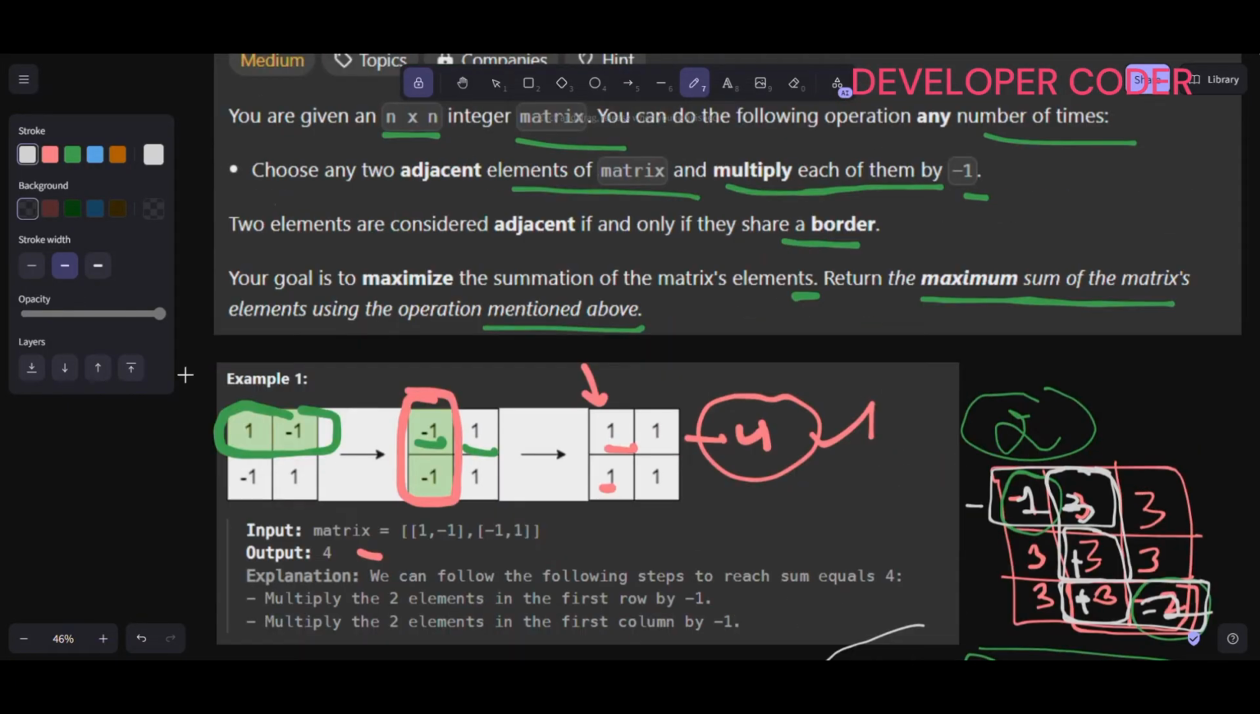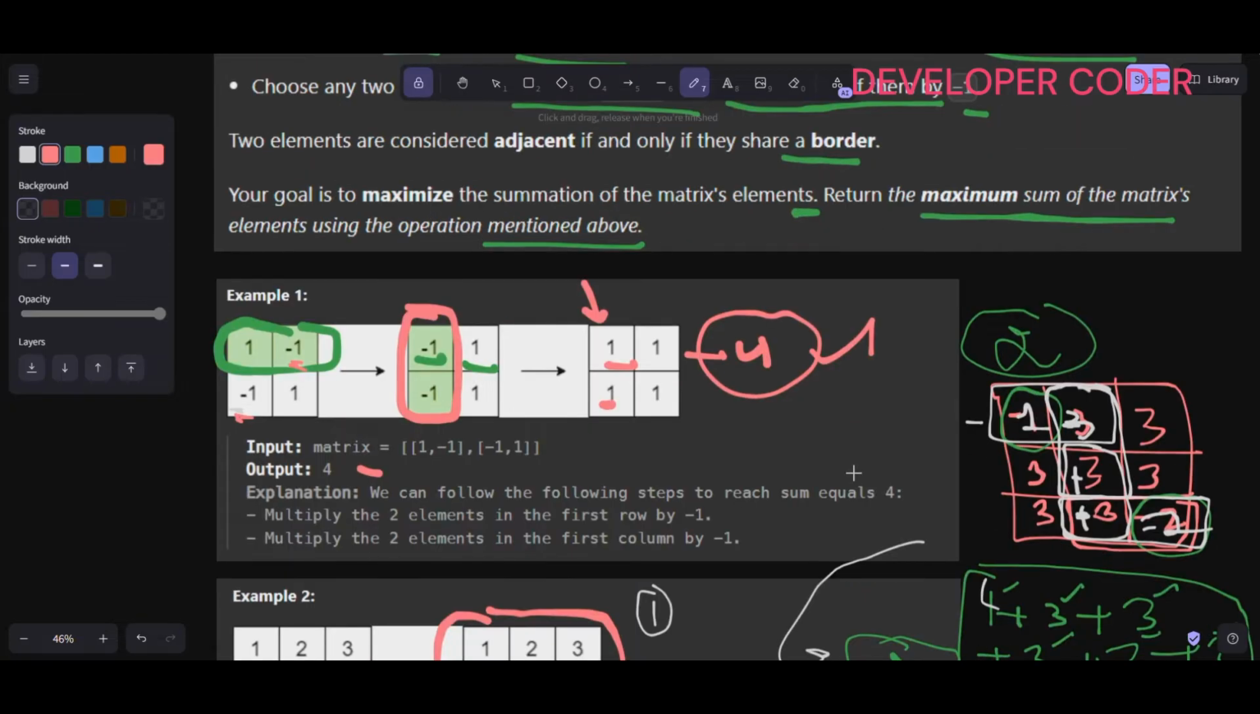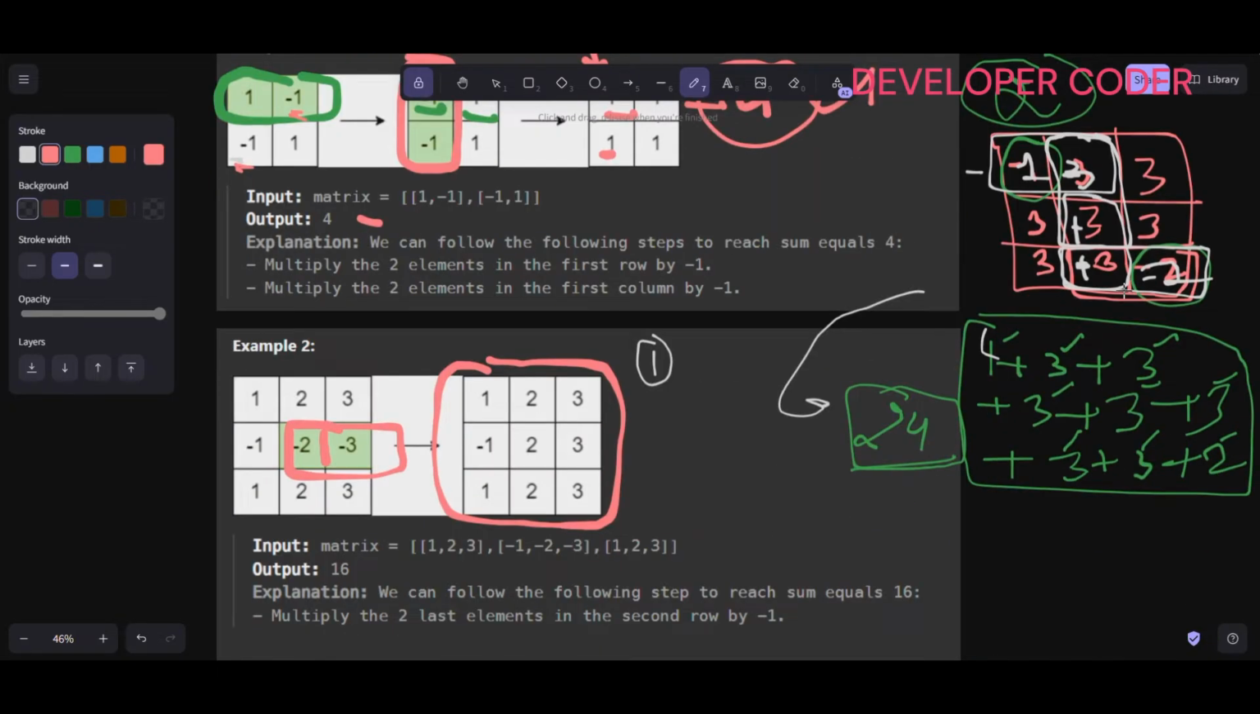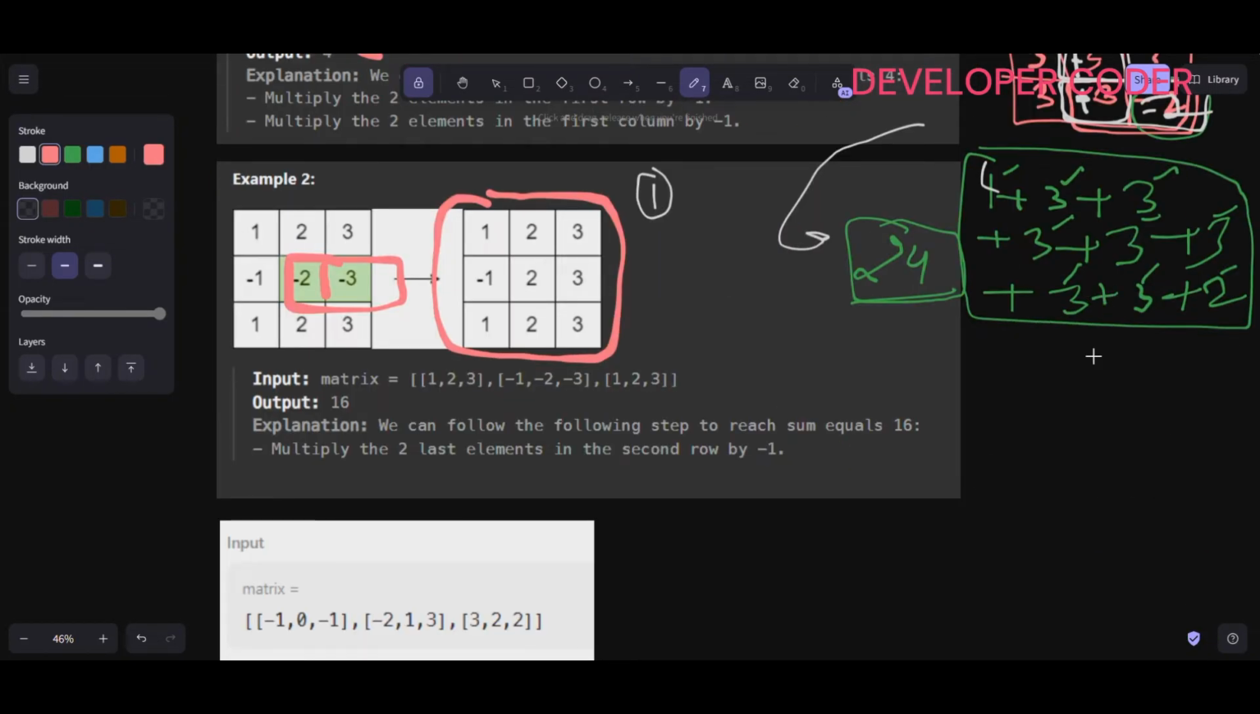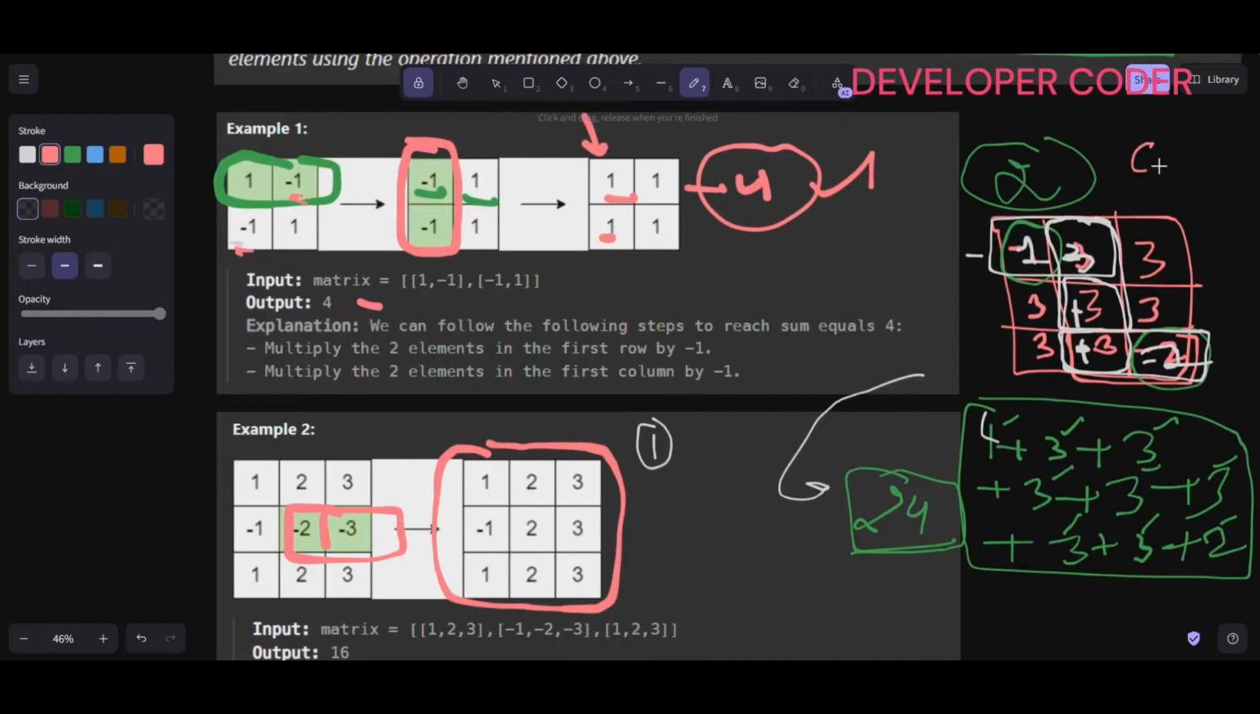Here, the count of negative numbers is 2, which is even. So in that case, just do the summation of all the positive numbers. So 1 plus 1 plus 1 plus 1, 4. That's it. So this is clear. Now there is one more case. This is my case 1.